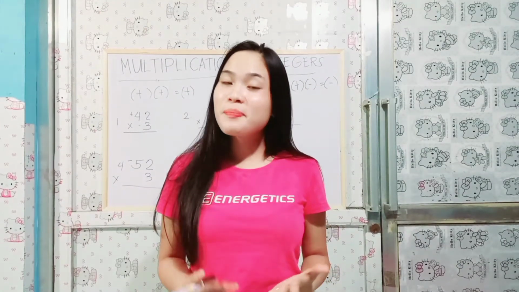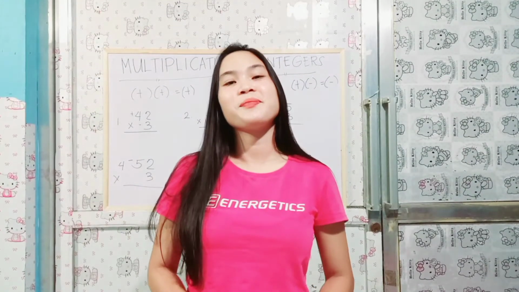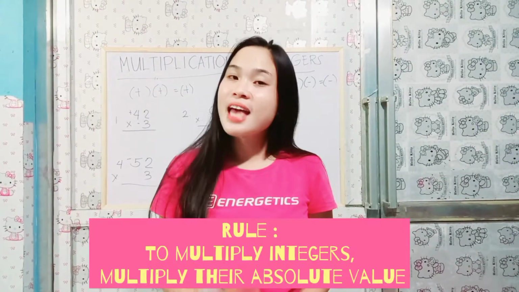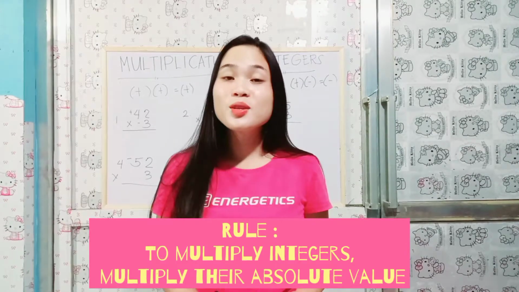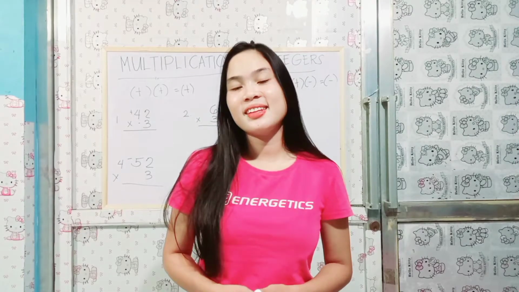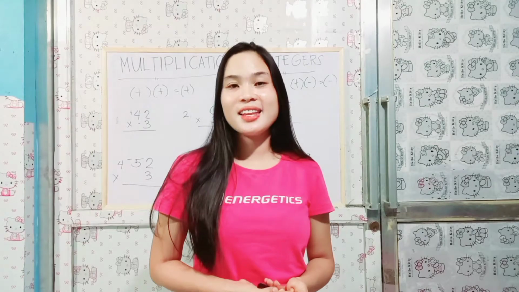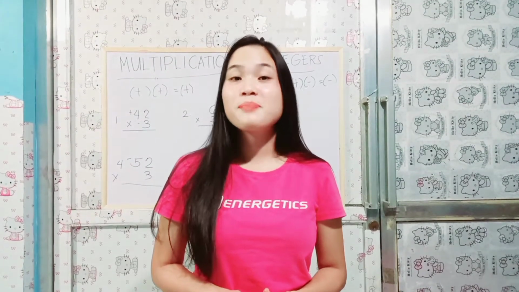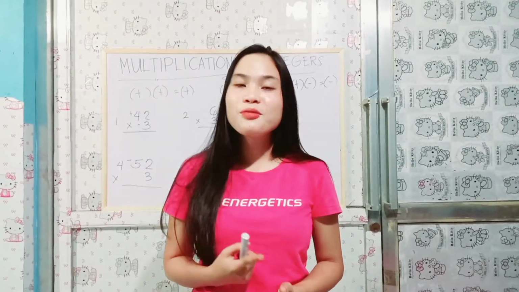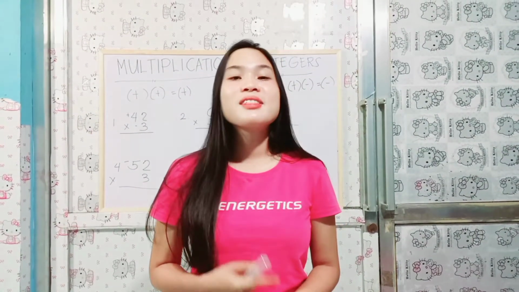In today's vlog, I will teach you how to multiply and divide integers. The rule in multiplying integers is that you just have to multiply their absolute value, and then after, look at their sign. If the integers have the same sign, then your product will be positive. If the integers have different signs, then your product will be negative.